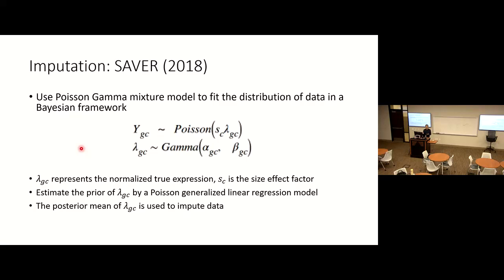The model assumes this number is generated from a Poisson distribution. So you have a lambda, which is the average expression. Well, this average expression is not the same across different genes. So gene 1 may have a higher one, gene 2 may have a lower one.